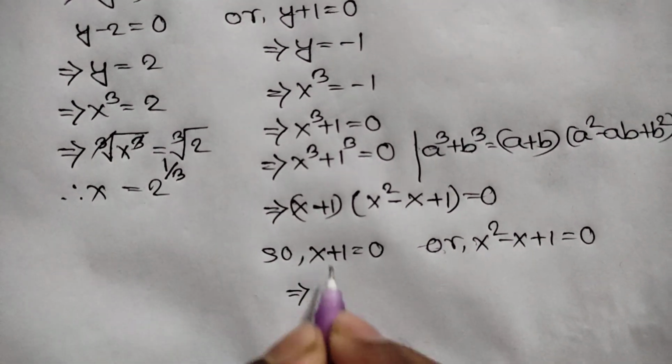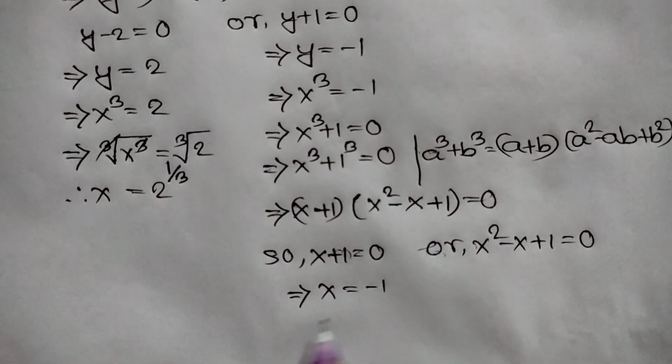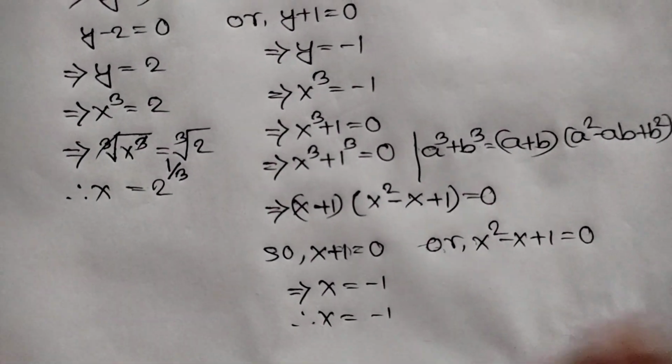Now taking this 1 to the right side we get x is equal to negative 1, so the value of x is equal to negative 1.